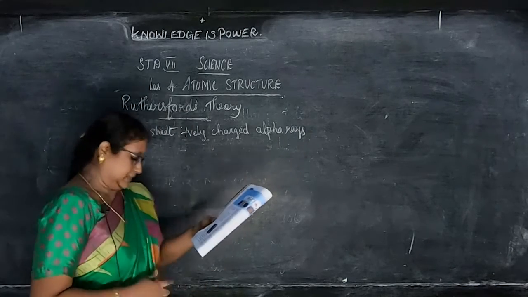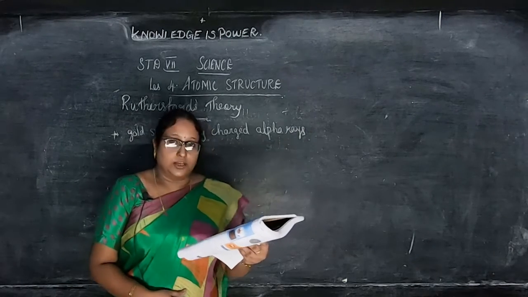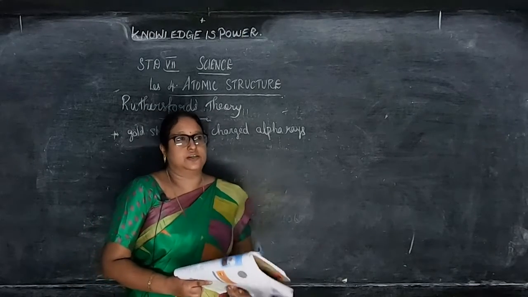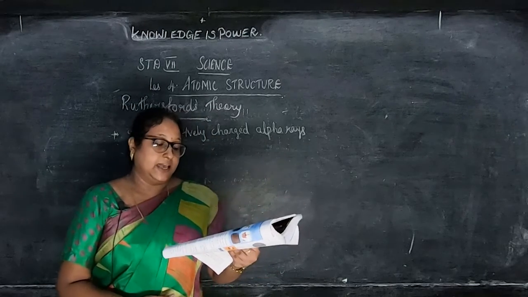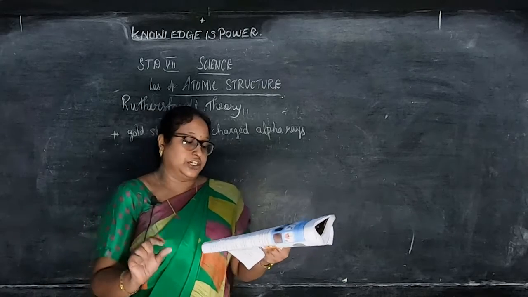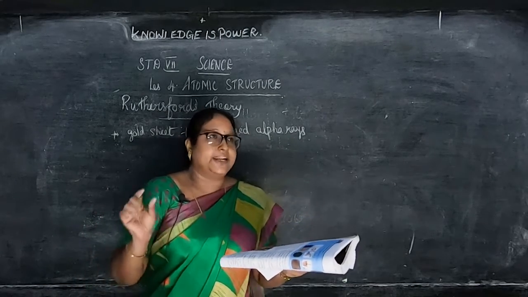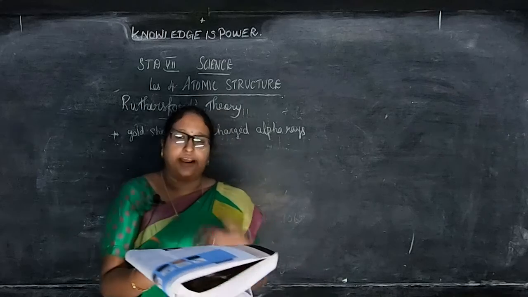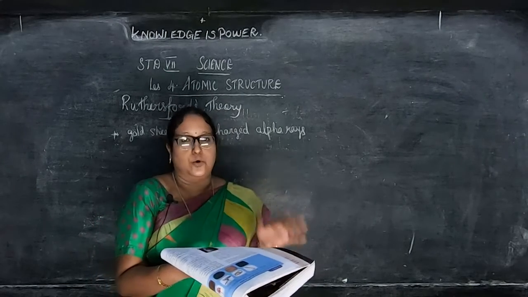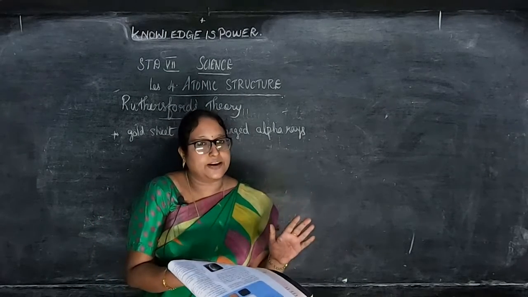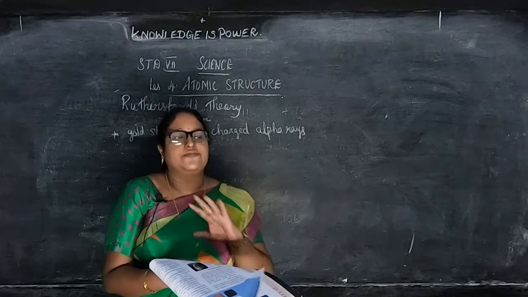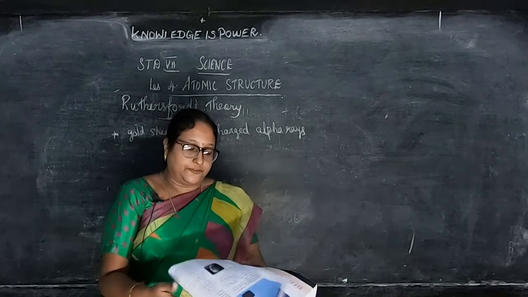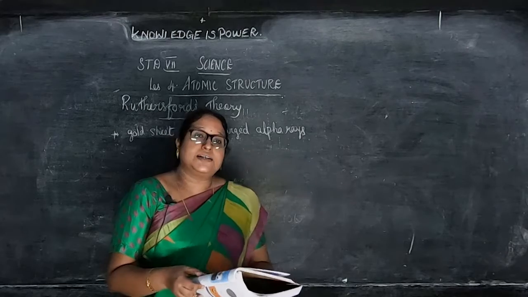When he bombarded the thin gold sheet with alpha rays, he found that most of these rays traveled at a great velocity and passed through the thin gold sheet without encountering any obstacles, without any disturbances. So the alpha rays passed through a thin gold sheet without any obstacles, or we can say without disturbances also. A few, however, turned back from the sheet.